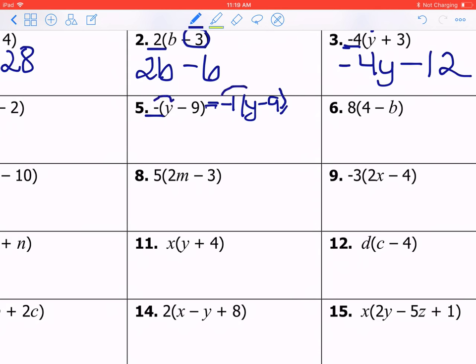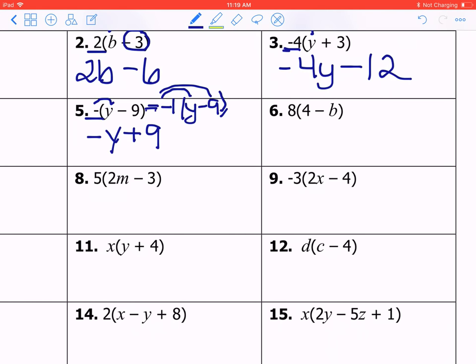So negative 1 times y in this case is the negative 1y, or a negative y, and a negative 1 times a negative 9 turns into a positive 9. So make sure you're watching what's outside the parentheses. There may not always be a number, but if there's a negative sign, you need to distribute in a negative 1. Looking at number 8, this one looks backwards.